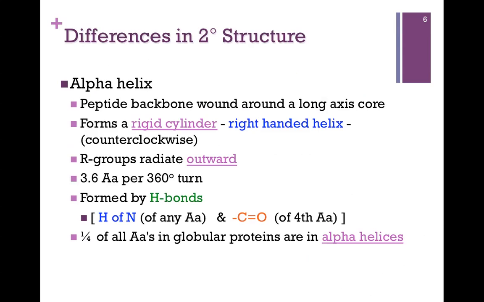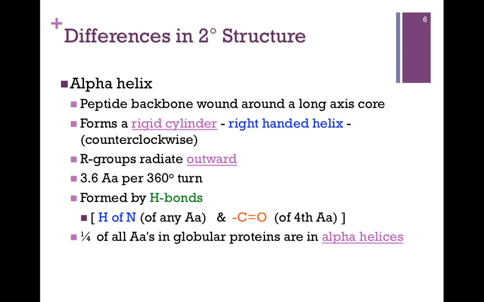So we want to look at the types of secondary structure that form. The first is the alpha helix. Here, the peptide backbone is around a long axis core. It forms a rigid cylinder, a right-handed helix. That's in the counterclockwise direction. And in this case, the side chains radiate outward from the helix. I'll illustrate what I mean in just a minute.